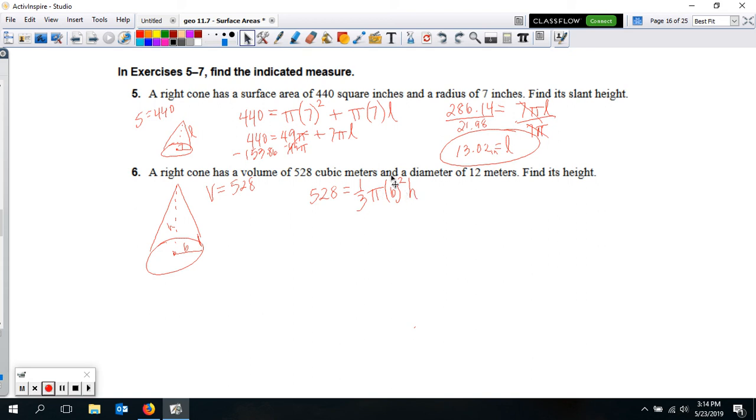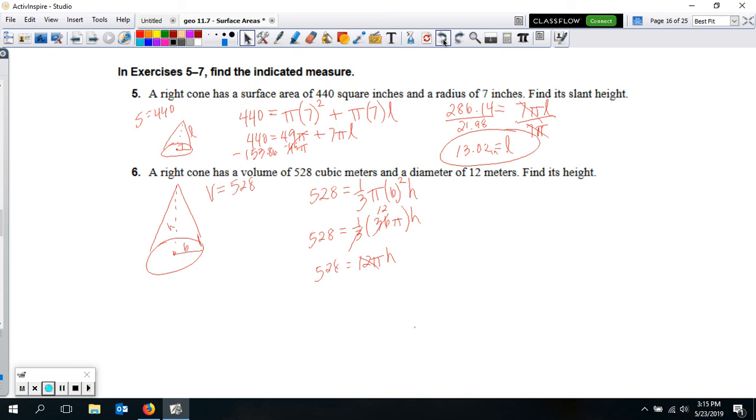So we'll clean this up again here. This is going to become 36 pi, which we can then cross cancel with 3 because 3 goes into 36 12 times. So 528 equals the 1/3. I'm cross canceling 3 and 36, making this now 12. So 1 times 12 is 12 pi times an h. So 528 is equal to 12 pi h.